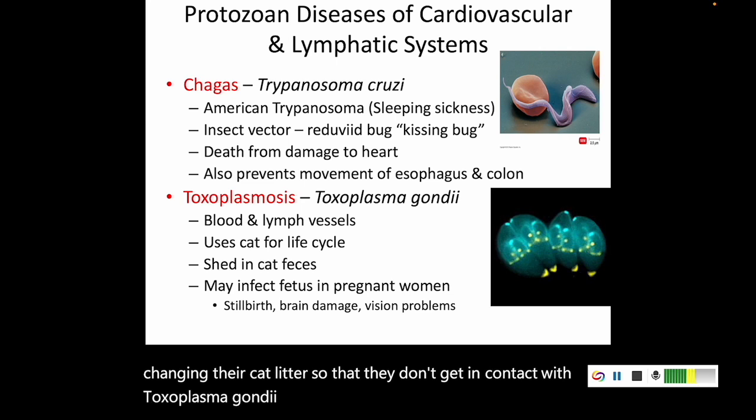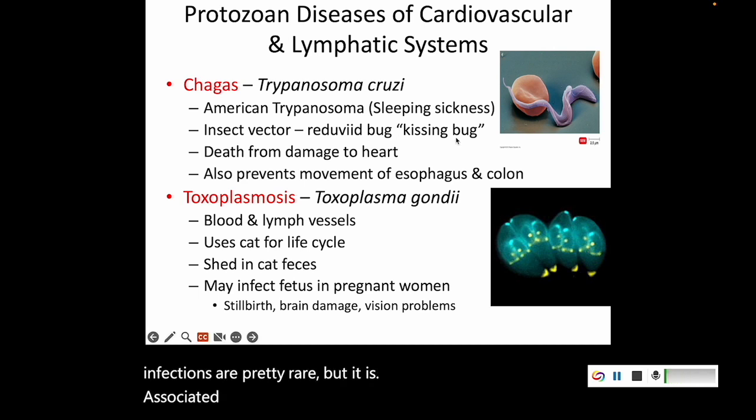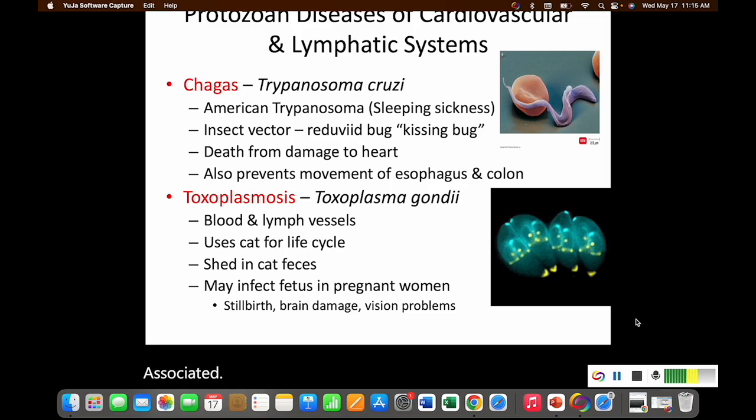Something else about Toxoplasma, these infections are pretty rare, but Toxoplasma is associated with schizophrenia, which is a mental disorder. There's not a lot of people that have toxoplasmosis and not a lot of people who have schizophrenia. So there's not a lot of people to study this on, but there is some evidence that an infection by toxoplasma increases a person's risk of developing schizophrenia.